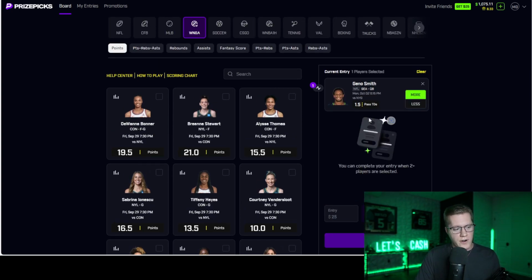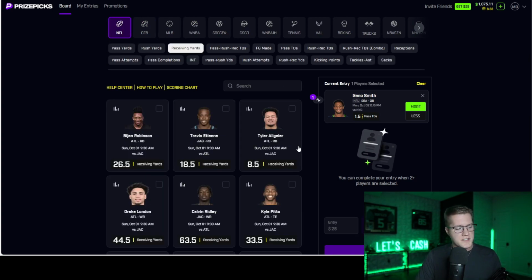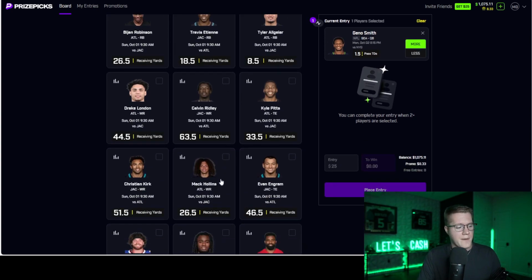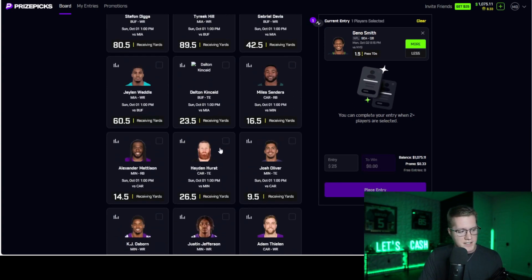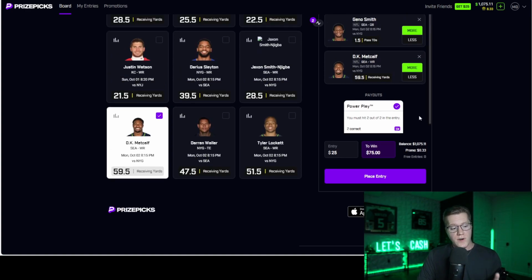If I hit the over on Geno Smith over 1.5 passing touchdowns, that means one of his receivers is more likely to catch more balls, more likely to get the over on the receiving yards, right? Because Geno Smith is passing the ball more, especially in the red zone here, hitting the over of 1.5 passing touchdowns. So if I head down here and I take the over on one of his favorite wide receivers, DK Metcalf, over 59.5 receiving yards, for 2 out of 2, which is 3x, that payout never changes, right?